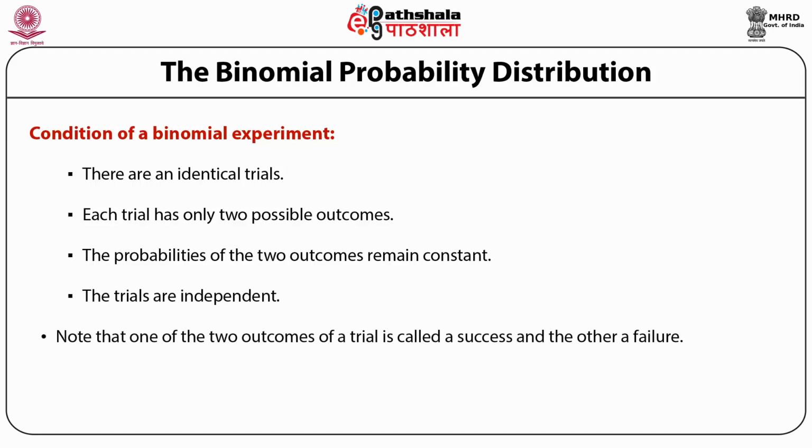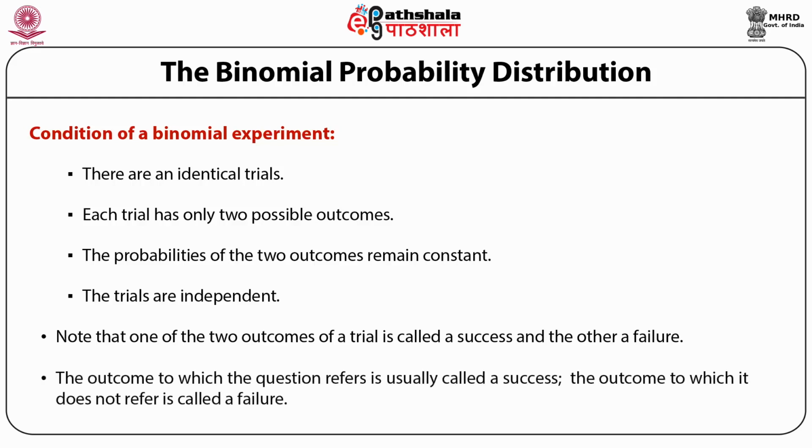Note that one of the 2 outcomes of a trial is called success and the other is failure. Similarly, a failure does not necessarily refer to an unfavorable or undesirable outcome. Success and failure are simply names used to denote the 2 possible outcomes of a trial. The outcome to which the question refers is usually called a success. The outcome to which it does not refer is called a failure.